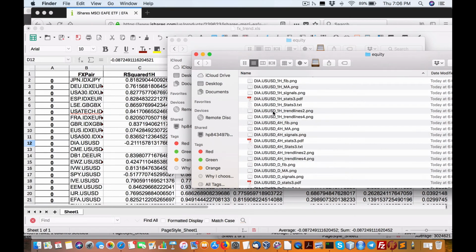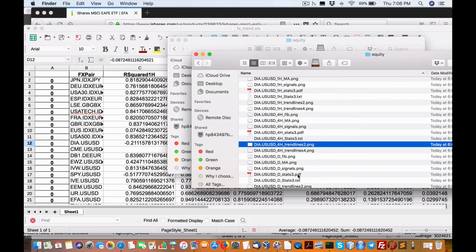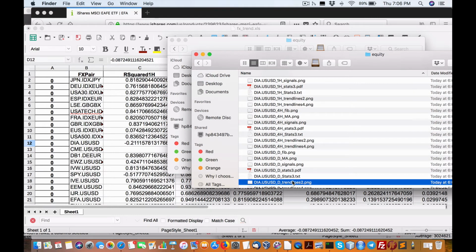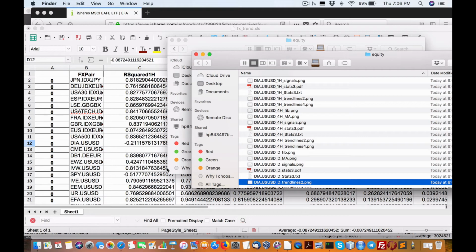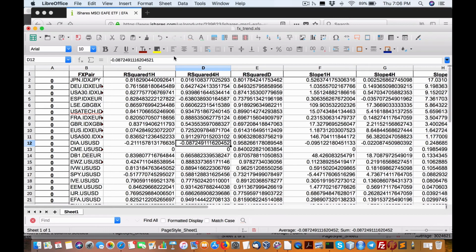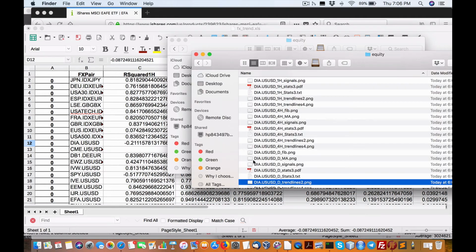DIA. Where are you? DIA. Okay, so we want the trend line. So the DIA, again, it's all negative. So let's check her out. DIA stats, trend line. Wow, it's all been up. But the question is, why is the R squared negative? That is weird. So let's check out the 4-hour.